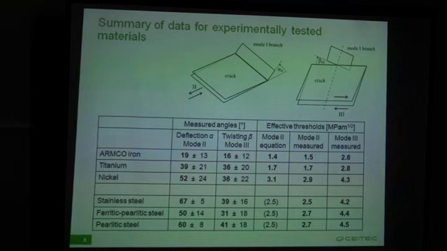And you can also see the comparison of the effective mode 2 threshold given by the equation I showed you before and the measured value, so you can see a good agreement, and you can see a measured effective mode 3 threshold. For the first three materials, you can see there are large differences between the deflection angles, and it is given by the crystallographic structure of these metals. In the case of the other materials, the crack propagation was very close to local mode 1, and the explanation will come later.